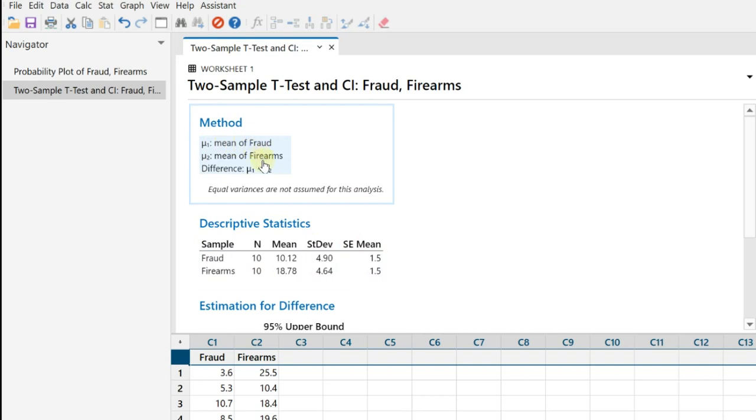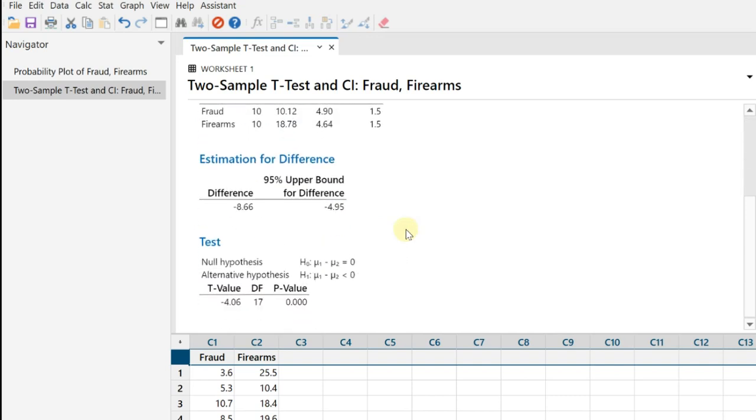Now, again, the method that's used is the difference between two means. Equal variances are not assumed for this analysis. So that's our first criterion. Here are the descriptive statistics. Look at the averages: for fraud, 10 months; for firearms, almost 19 months, give or take 5 months.